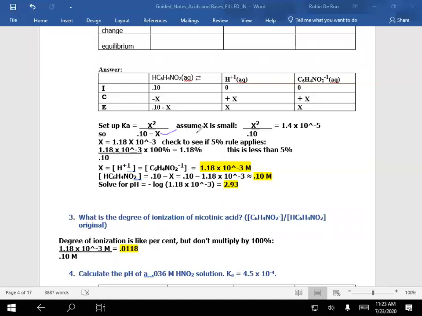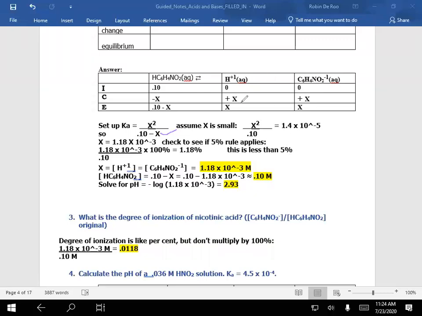We're going to check and see if the 5% rule applies. We're going to compare X to the initial molarity. So that's how we get this: 1.18 times 10 to the minus 3 over 0.1 times 100%. That gives us 1.18%. This is much less than 5%. That means that our 5% rule applies and we're okay.